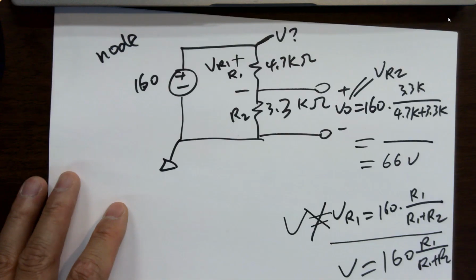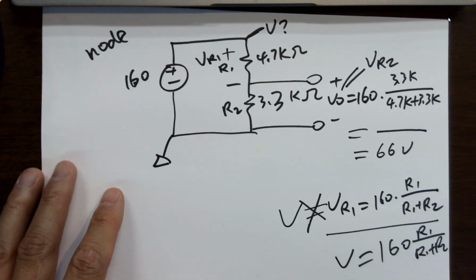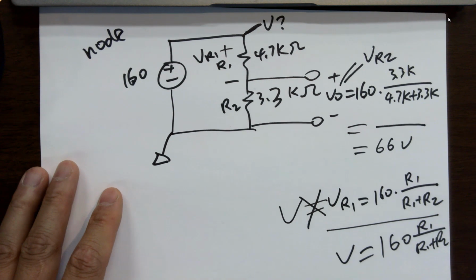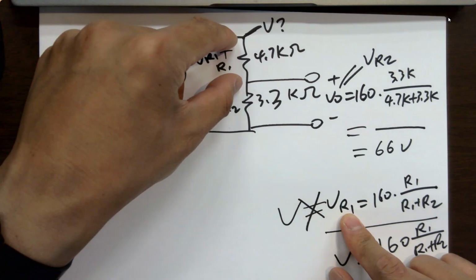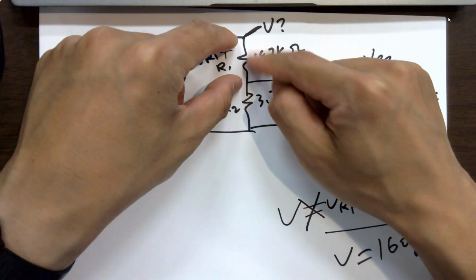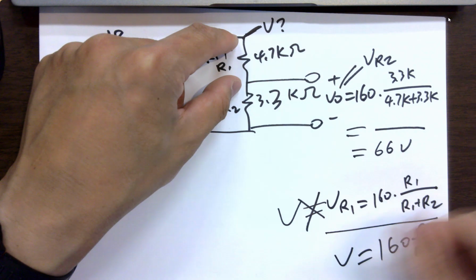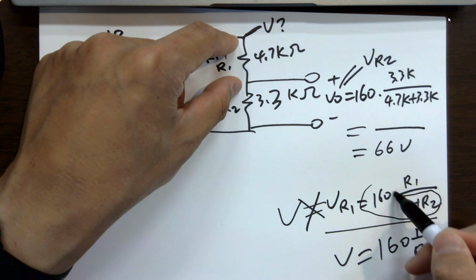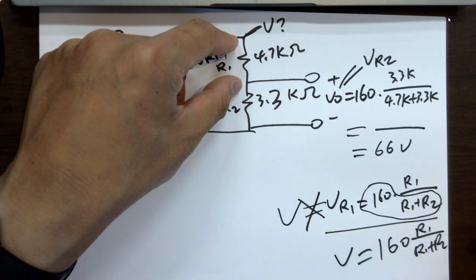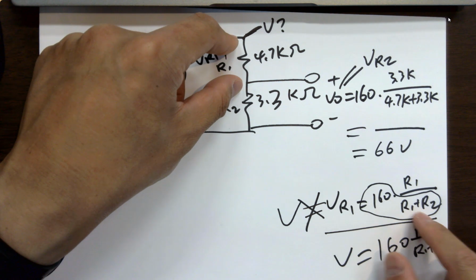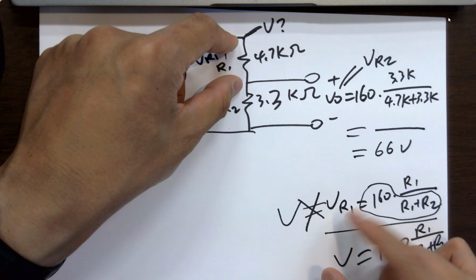VR1, why? You're measuring the voltage drop. VR1 is a drop, right? So just need to find out the current, the current times the resistor. What's the current? Here's the current. Total voltage, total resistance, current, times R1, VR1, correct. No problem.